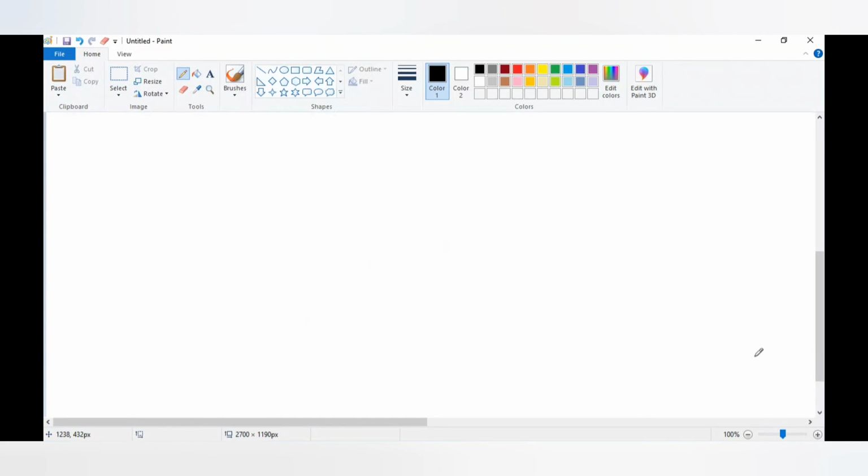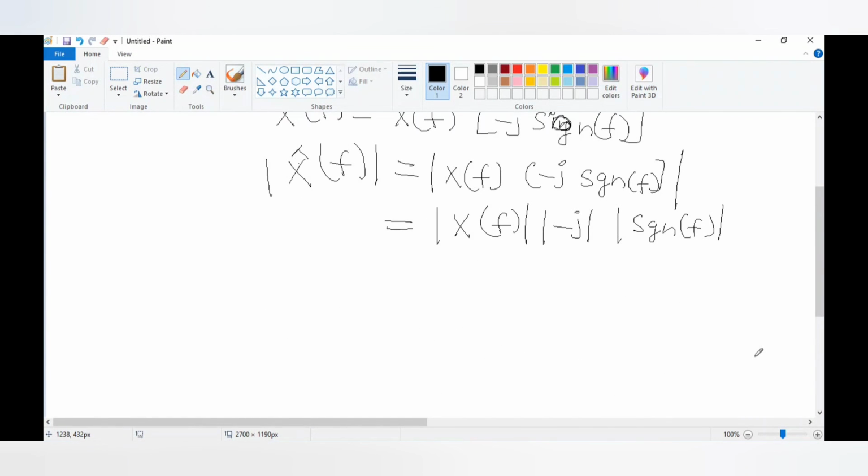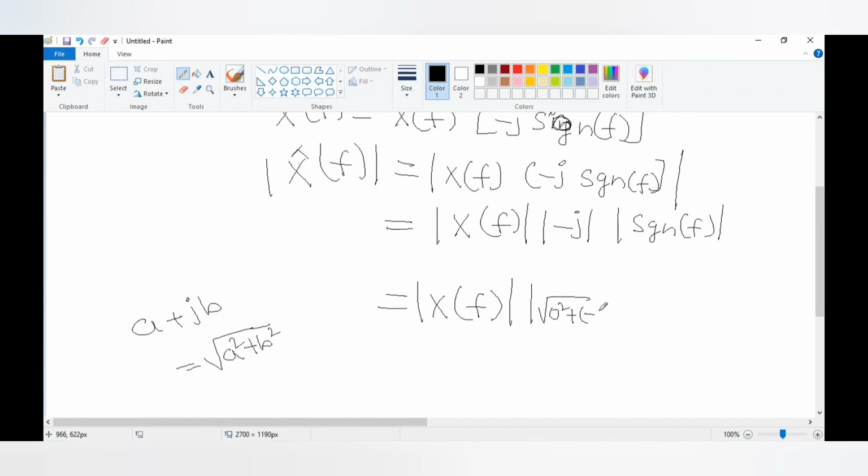Let me write it. So this is equal to mod x of f. What will be the mod of minus j? For a plus jb, how will you find the mod of that? Root of a square plus b square, right? So here in place of a you don't have anything, so it is 0. So under root of 0 square plus, in place of b you have minus 1, so minus 1 whole square. This is for mod j, and then the signum function.